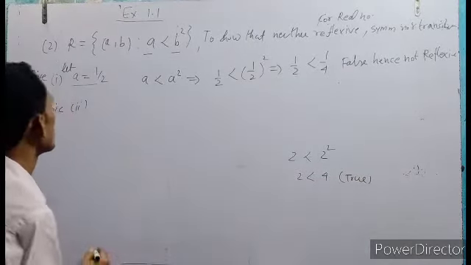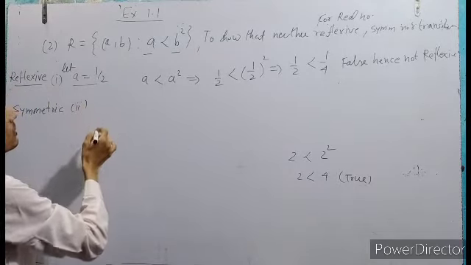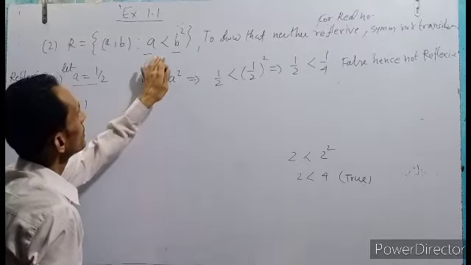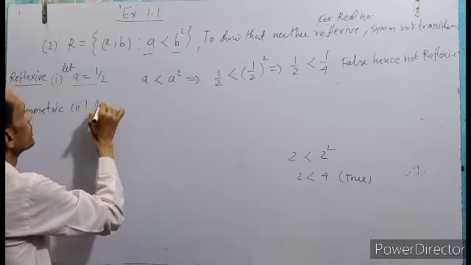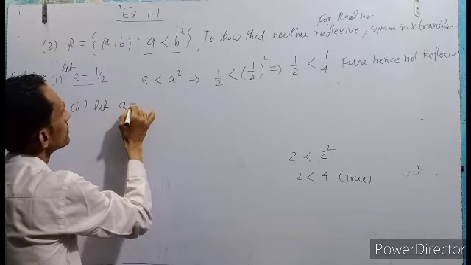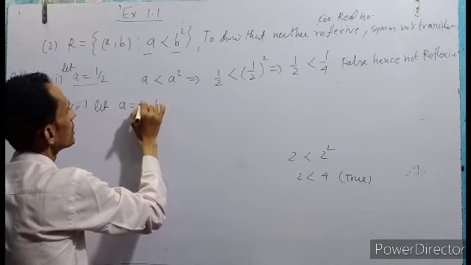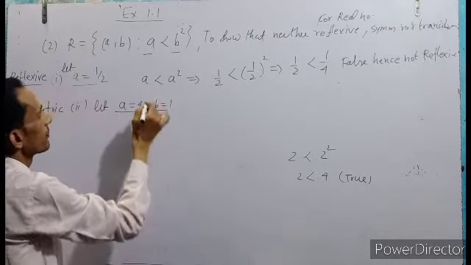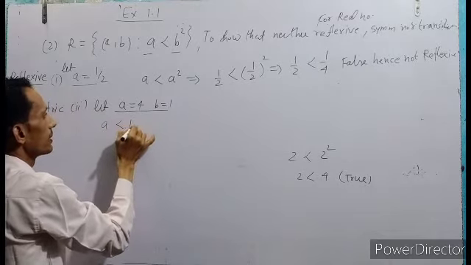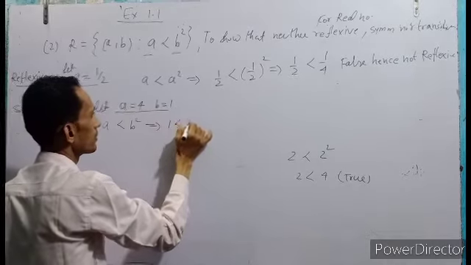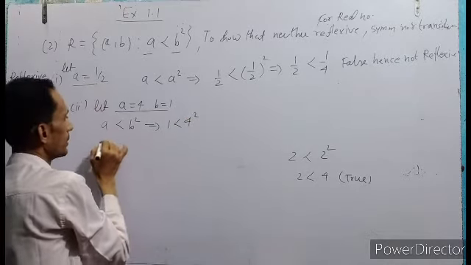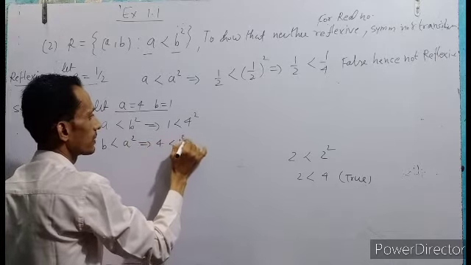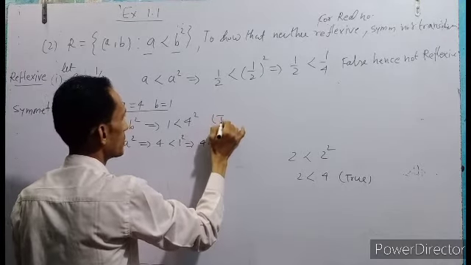Now come to the second one, symmetric. If we take 4 and 1, such an example, we can take any real number. We have to take such an example that can make this statement false. Let a equal to 1 and b equal to 4. Now we apply this rule. A less than b square implies, we put these values, 1 less than 4 square. And b less than a square means 4 less than 1 square, implies that 4 less than 1, that is false.